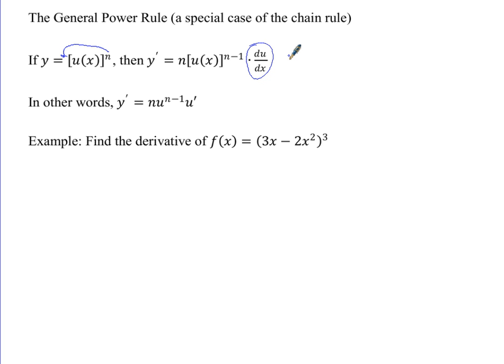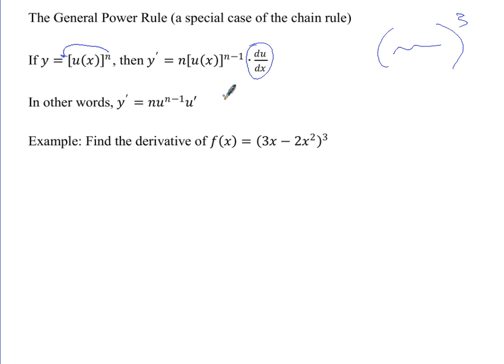You want to see that and recognize it and use it as often as you can. And it's usually going to happen when you have some stuff to a power. Could be a rational function, could be just a polynomial, could be trig functions inside there. As long as it's stuff to a power, you can use the general power rule. So in other words, the simplified version of that is y prime equals n u to the n minus 1 u prime.